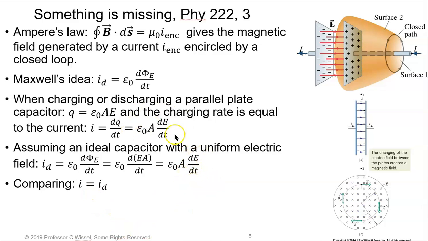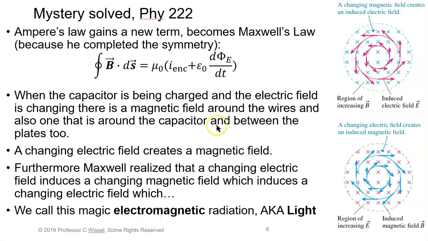If we compare this equation with that equation, we see they're exactly the same. So I_D is, surprise, surprise, just the current that's charging the capacitor. Okay, so this solves the mystery. Ampere's law gains a new term and becomes Maxwell's law, because he completed the symmetry.